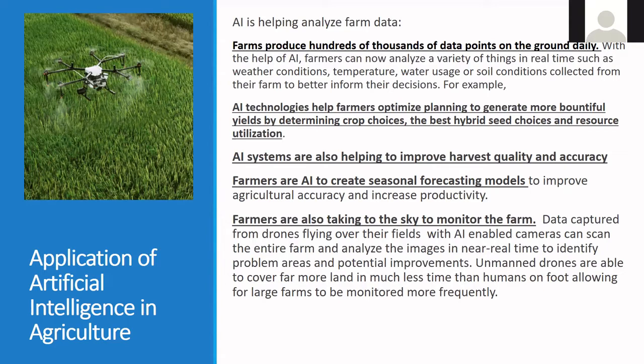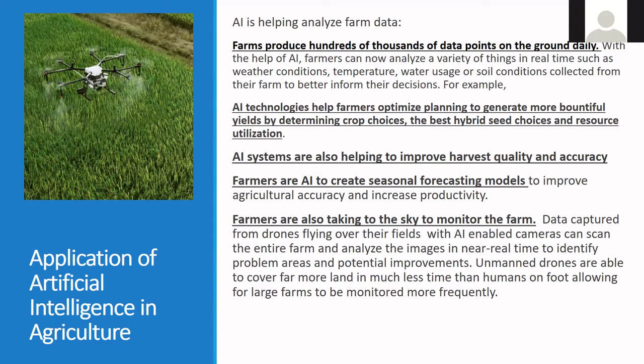And some of the ways farms can actually benefit from artificial intelligence is, for example, farms produce hundreds and thousands of data points on the ground daily. With the help of artificial intelligence, farmers can now analyze a variety of things in real time, such as weather conditions, temperature of soil, which is very important to some crops, depending on what your buyers' expectations are on the quality of the produce you're providing.